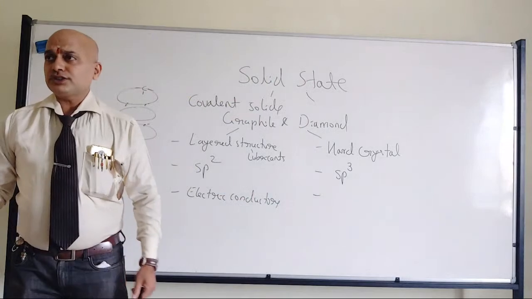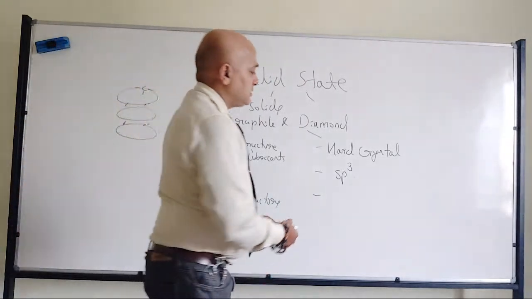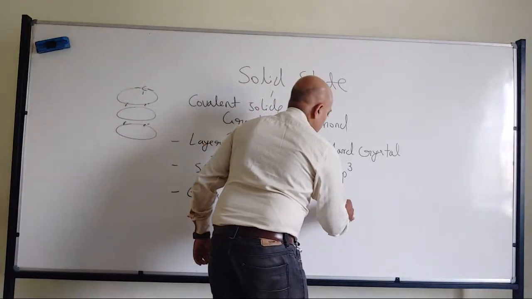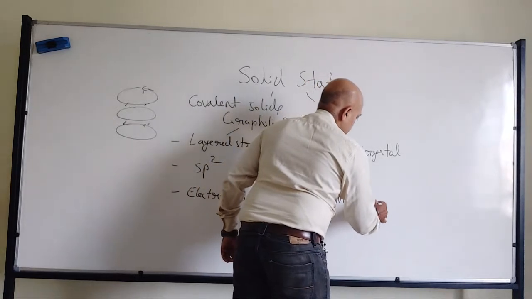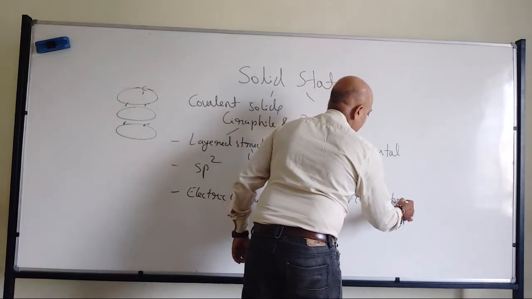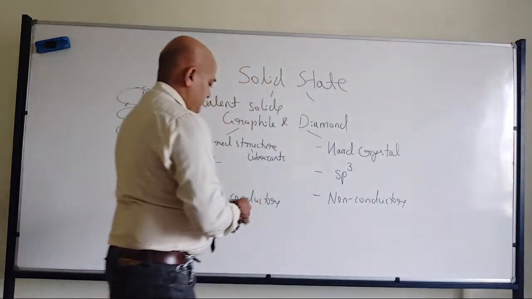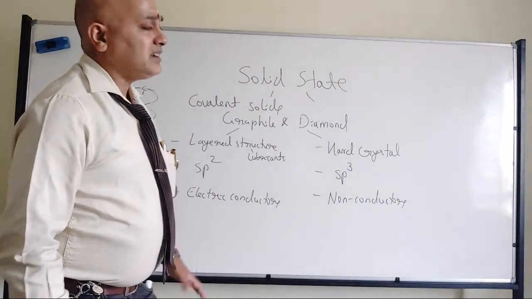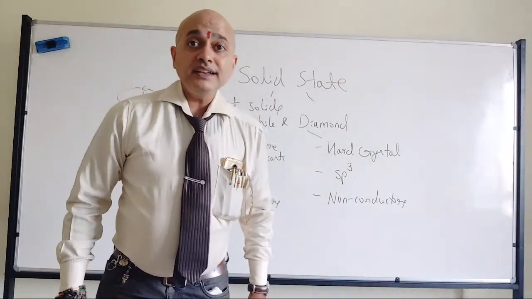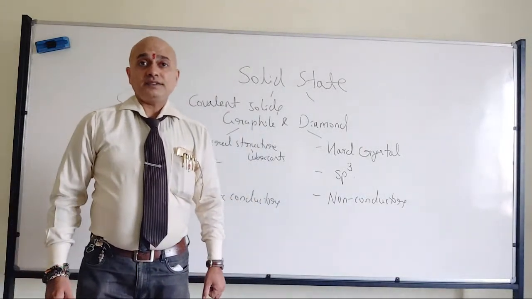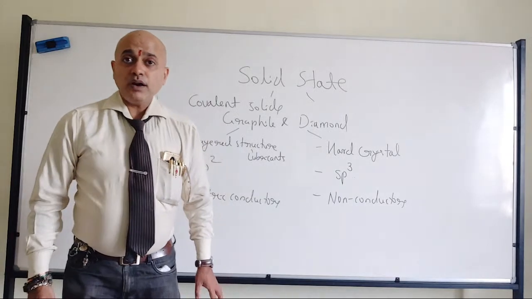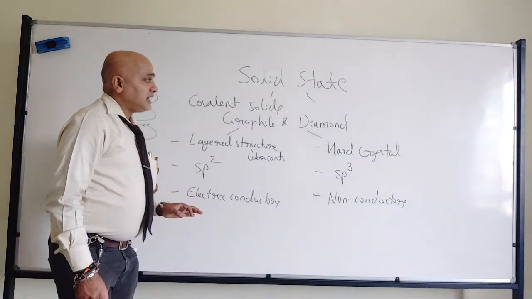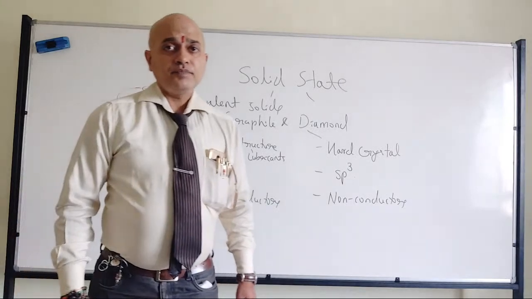Naturally, there is no question of free electrons, so diamonds are non-conductors of electricity, unlike graphite. These are some of the important differences between diamond and graphite.